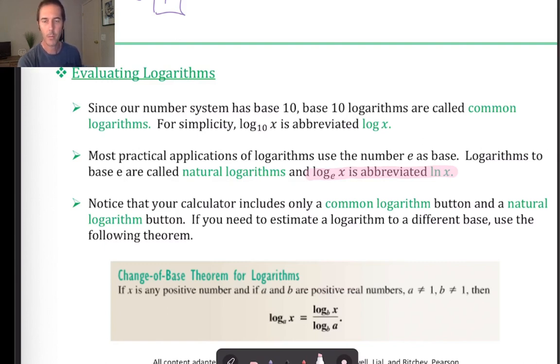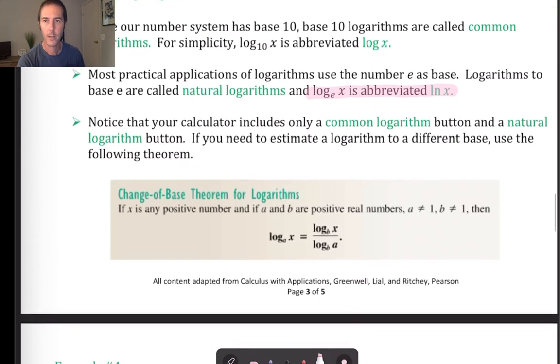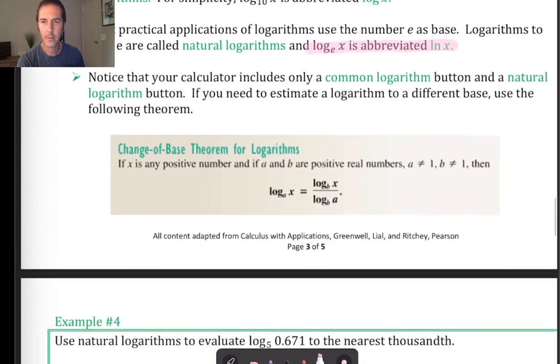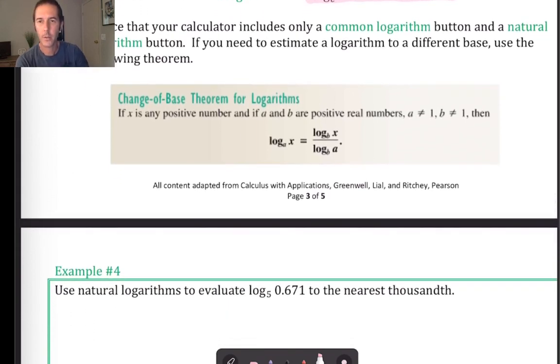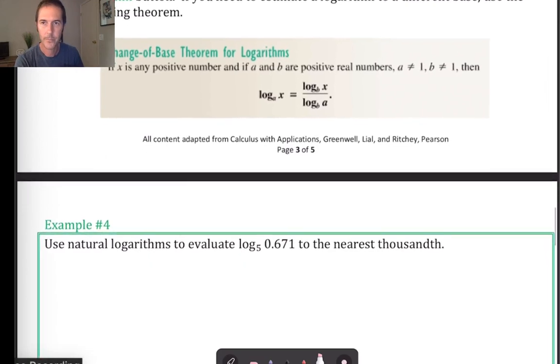If you're working on a problem that has a base of anything else, we're going to need a workaround. And that is what we're going to talk about next. It's called the change of base theorem. And you can see in the next example, in number 4, we've got a log of base 5. So we will see how to tackle that right now.